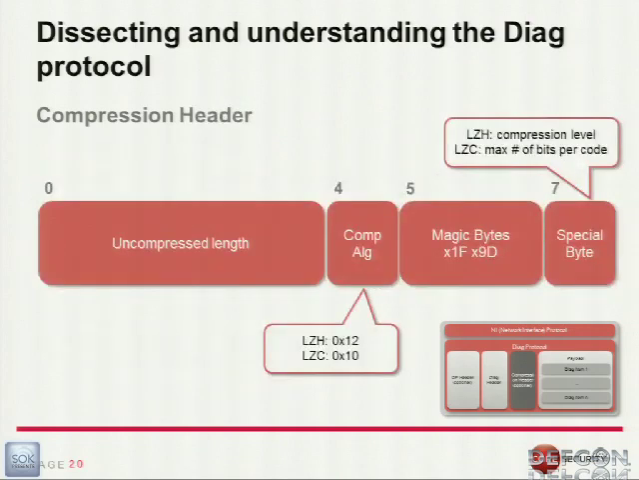So when the payload is compressed, there's a compression header with 4 fields. It's also an 8-byte length header. The first one is the uncompressed length of the payload, then an identifier of which algorithm is being used, magic bytes, which are constants, and a special field which depends on which protocol is being used.